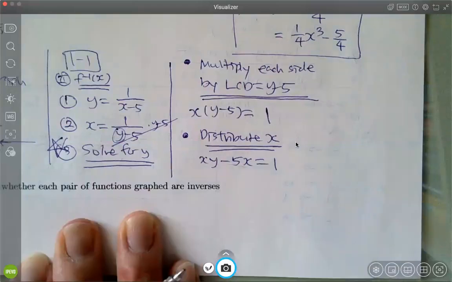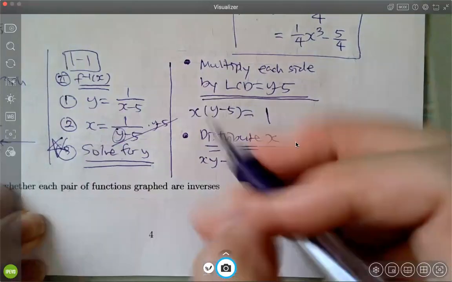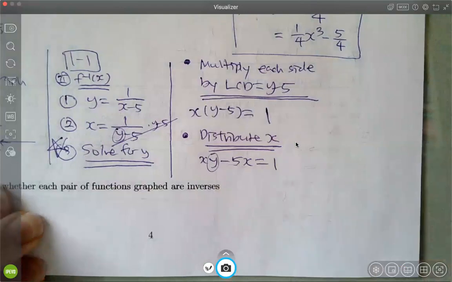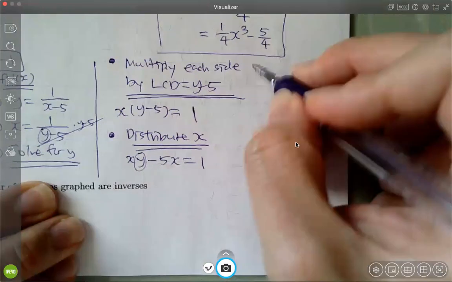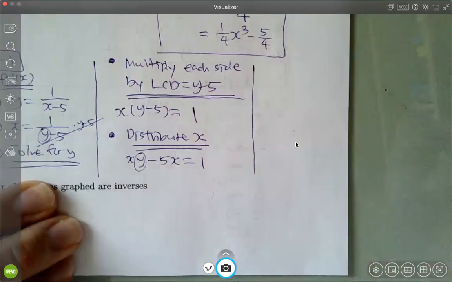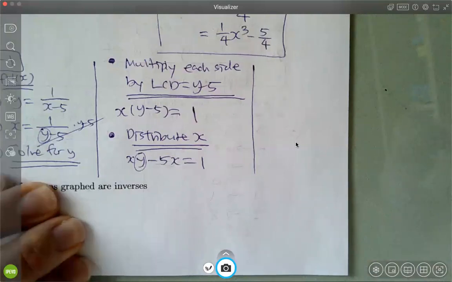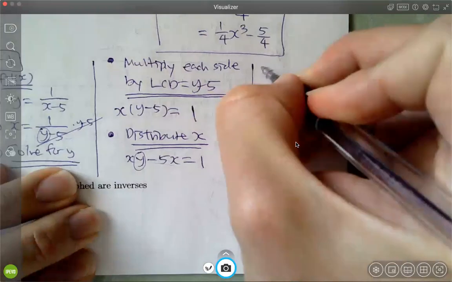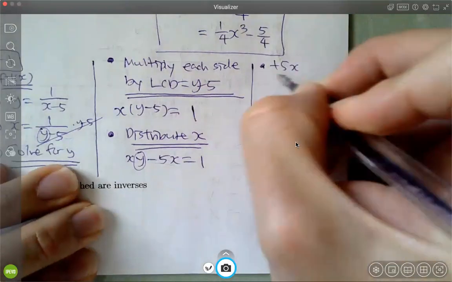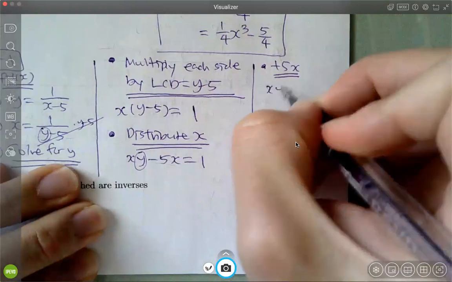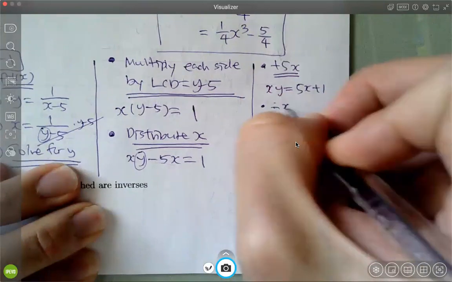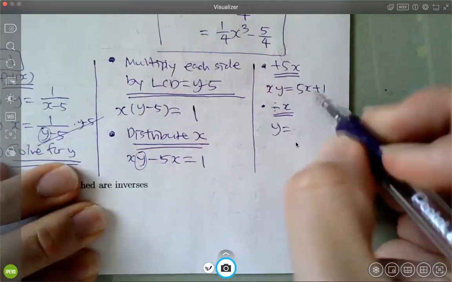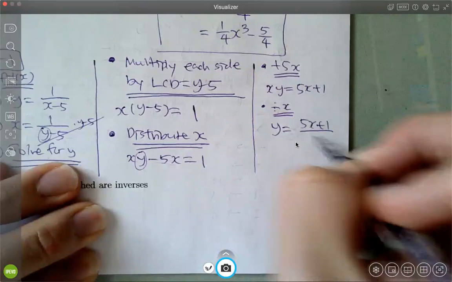And now what? Here is y that we need to isolate. Add 5x and divide by x. Add 5x and divide by x, yes. So plus 5x, and then we have xy equals 5x plus 1, and then divide by x, so we have y equals 5x plus 1 all over x, right?